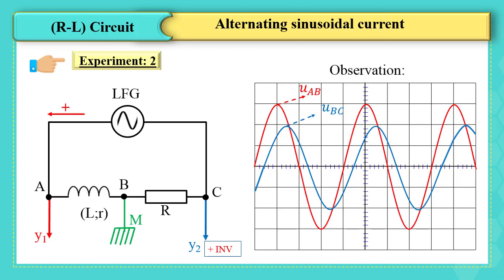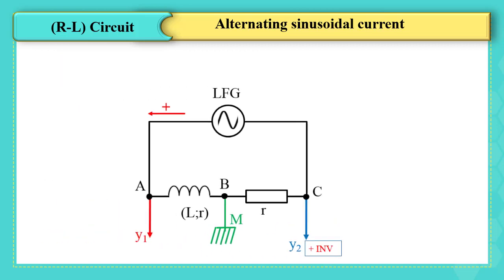So UAB leads UBC. And as we said before, UBC, the voltage across the resistor, is the image of I. So UAB leads I, and then we can conclude that the voltage across the coil leads the current I that traverses the coil. Analytical study.